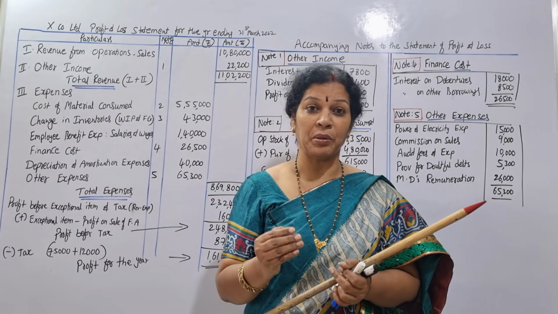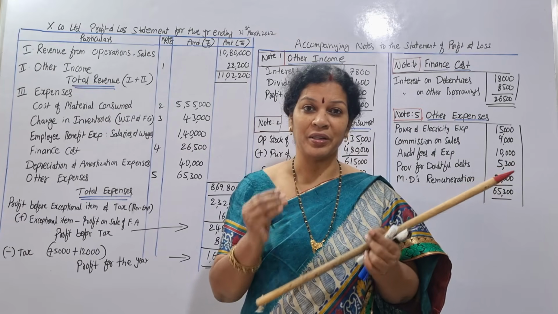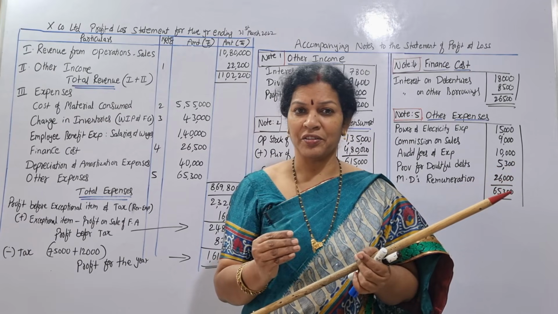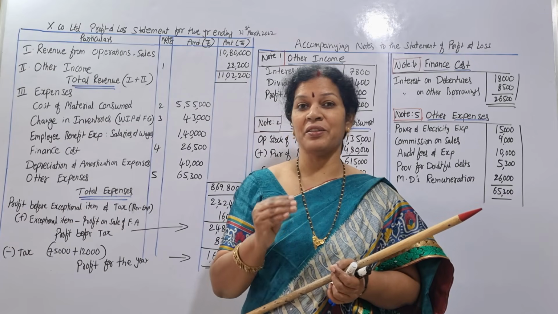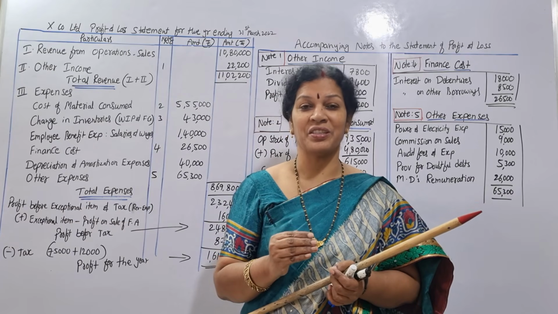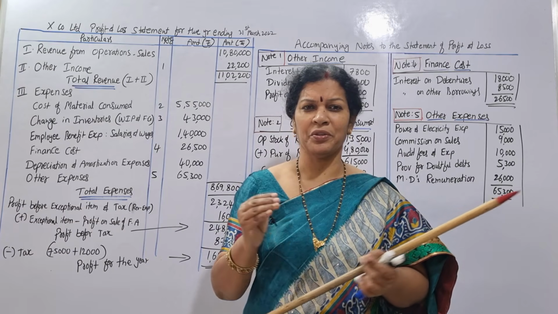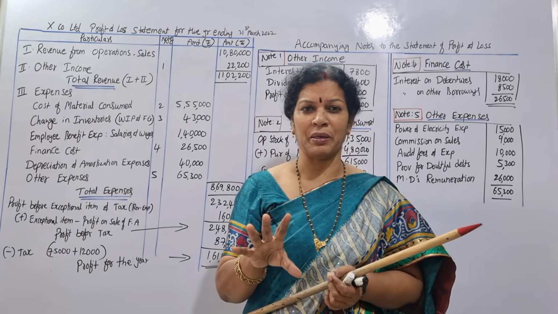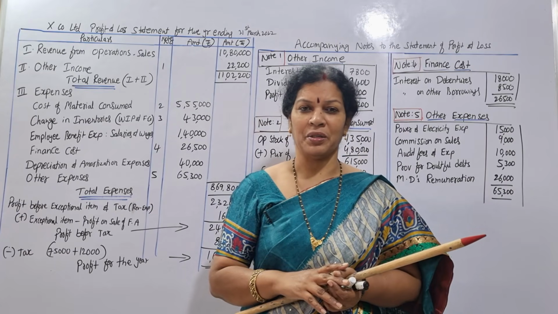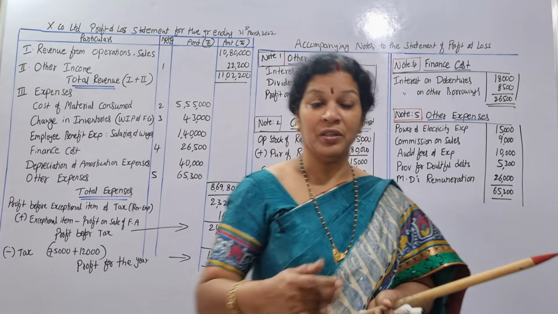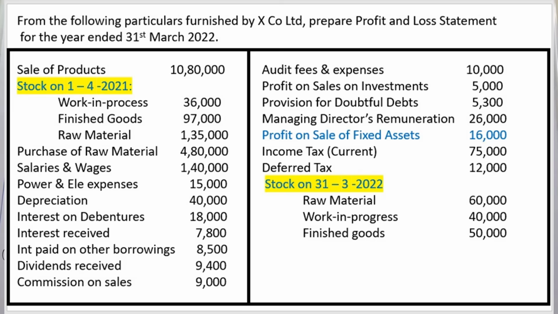While discussing the problem, you'll get 80% of the idea: what the transactions are, where we have to write them, and which column and heading each comes under. Note numbers 1, 2, 3, 4, like this, will be prepared, related to the profit and loss statement. Shall we see the problem? Keep the problem in front of you, that will be easy for you.